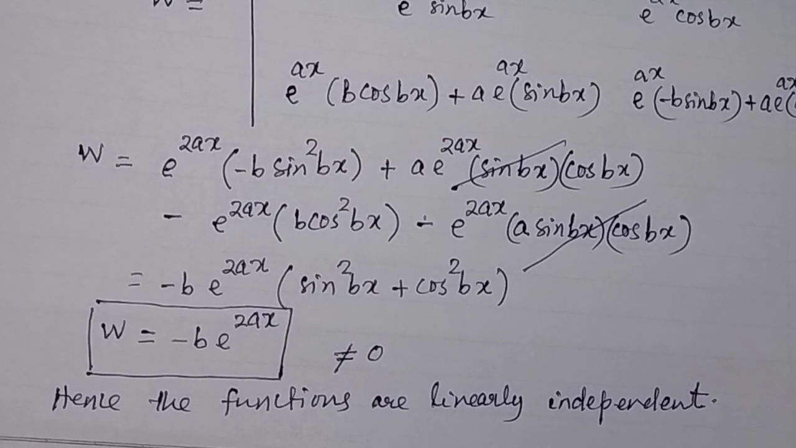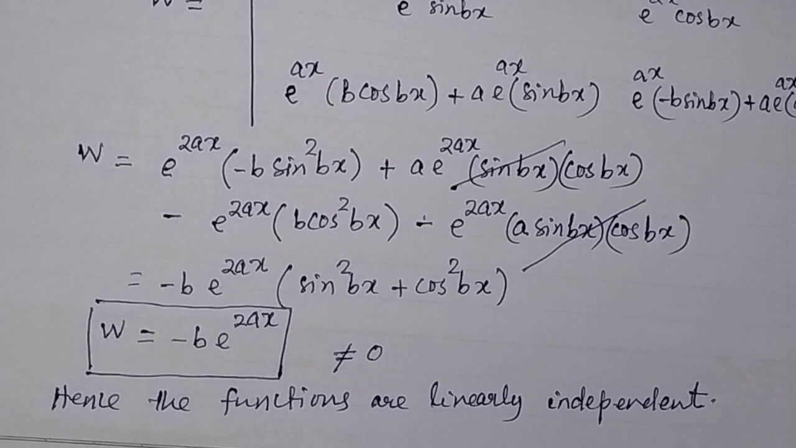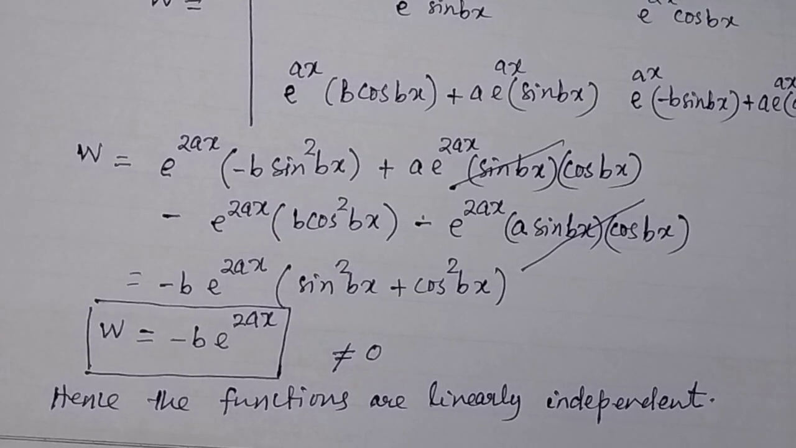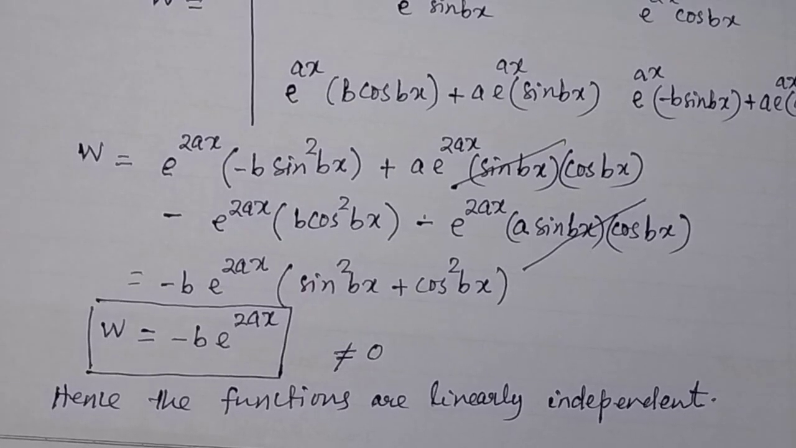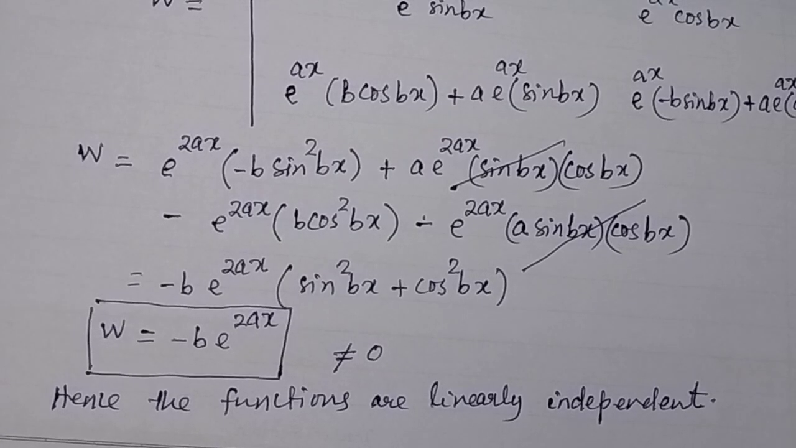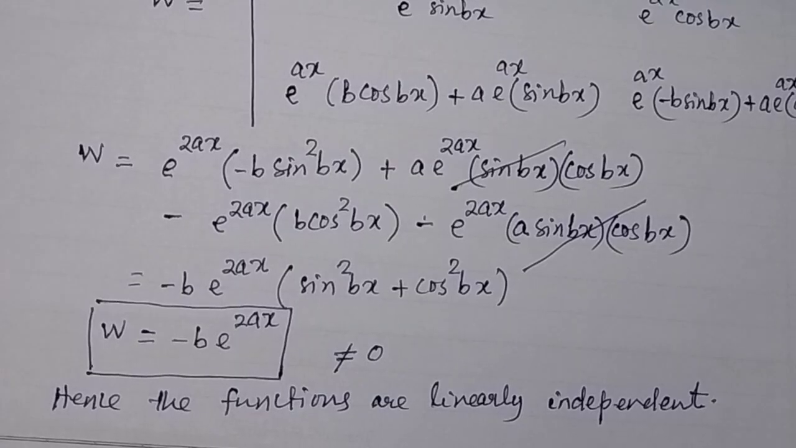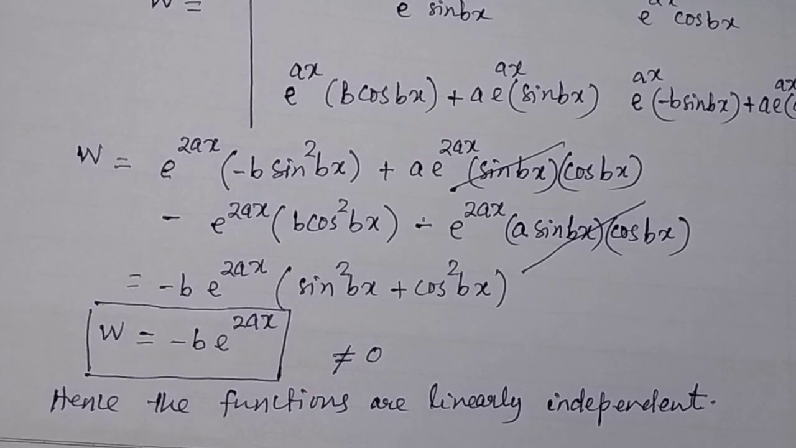So it is very easy to find out whether the solutions of a differential equation are dependent or independent by using the Wronskian. If the Wronskian is equal to 0, then the two solutions of the differential equation are linearly dependent, and if the Wronskian is not equal to 0, then the two or more solutions of the differential equation are linearly independent.